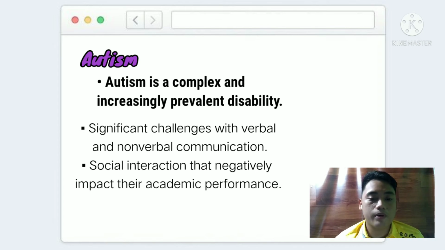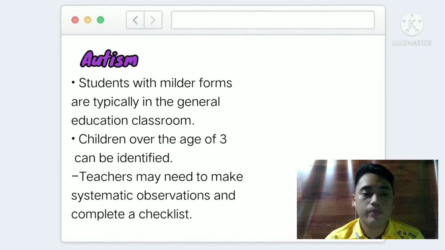significant challenges with verbal and nonverbal communication and social interaction that negatively impact their academic performance. Students with milder forms are typically in the general education classroom. Children over the age of 3 can be identified. Teachers may need to make systematic observations and complete a checklist.